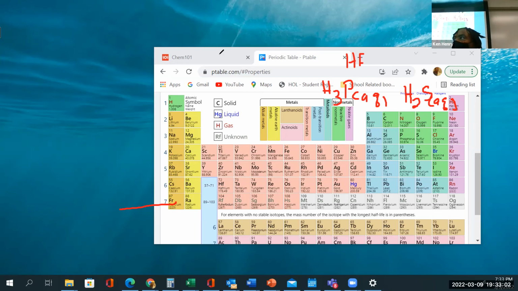So as we go from left to right, the acid strength increases.